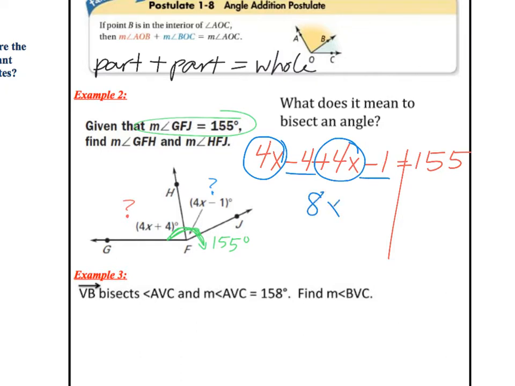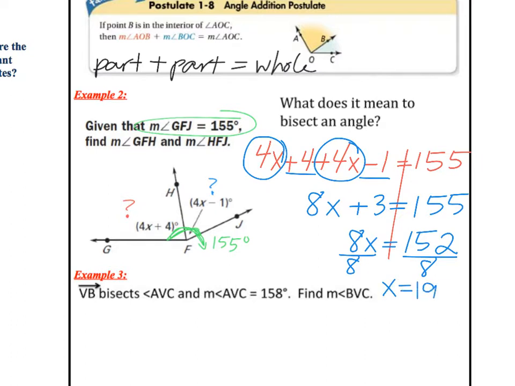This would be 8x. Is that 8x minus 5? Did I do that right? Nope, I didn't. That's a plus. 8x plus 3. If we subtract 3, we get 152. And if we divide by 8, okay, Maddie, what do you got? 19. X is equal to 19.